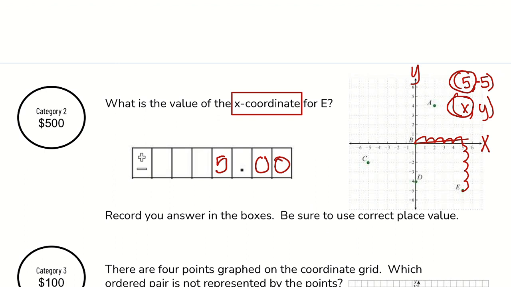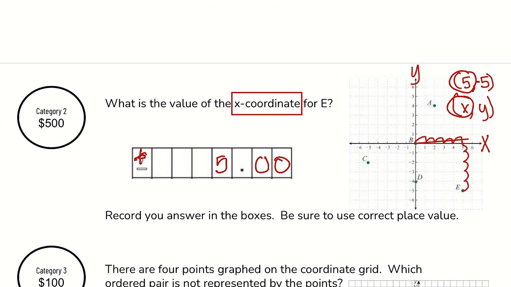And then, does it need to be negative? No, positive. Do I have to put the positive sign? No, you don't have to. Remember, if you leave it blank, it'll make it positive automatically, but it is positive 5. Yay! Thanks, Miss Basham.